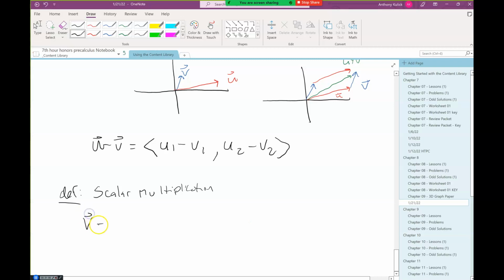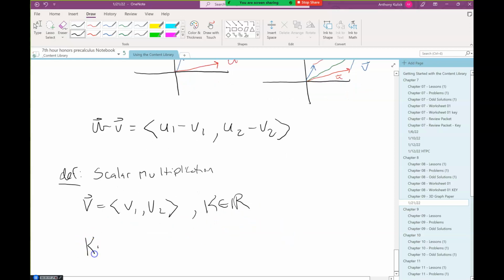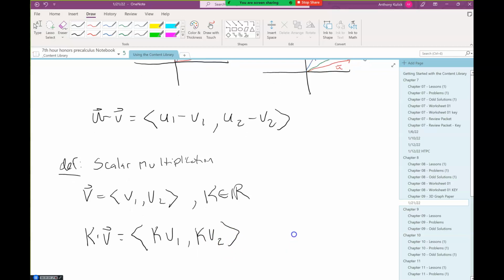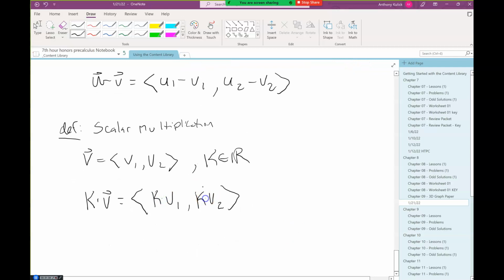So if we have some vector v1, v2, and some real number k, I can multiply that real number k to a vector by just multiplying each component by k. Notice that k doesn't have a hat on top of it because k is just a real number, not a vector. v has the hat on top of it because v is a vector, but not a real number.